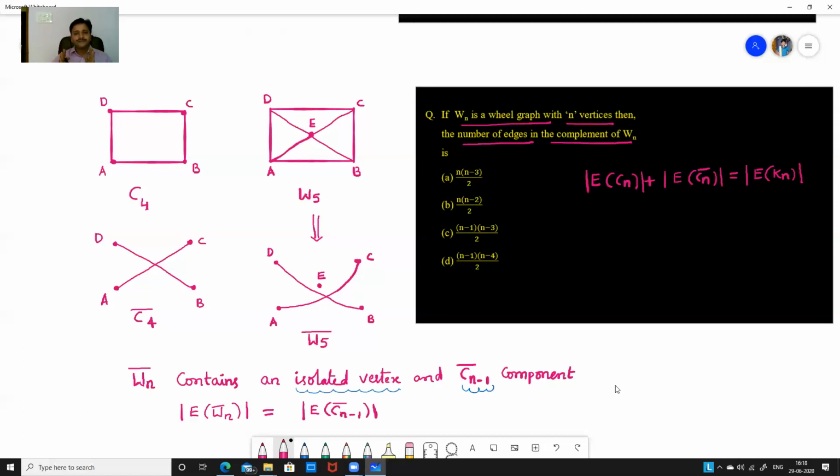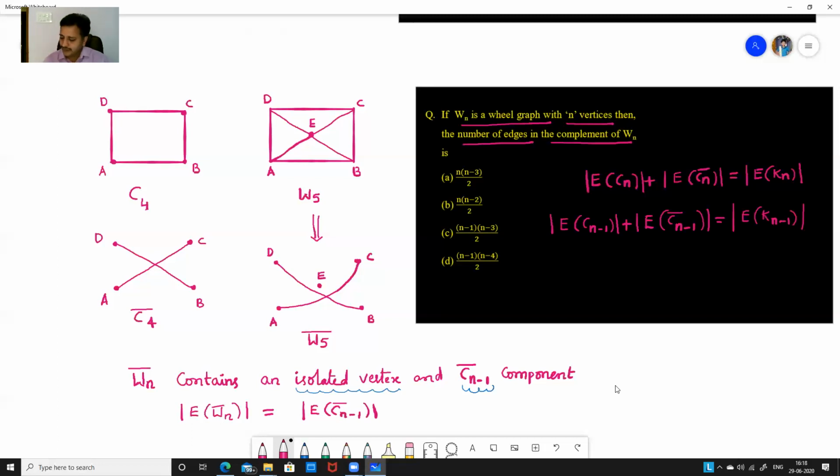The number of edges in any graph plus the number of edges in its complement is equal to the number of edges in the complete graph. But here we are talking about Cn minus 1 bar, right? Therefore, in place of Cn, I can replace like this: the number of edges in Cn minus 1 plus the number of edges in Cn minus 1 bar must be equal to the number of edges in the complete graph with n minus 1 vertices.